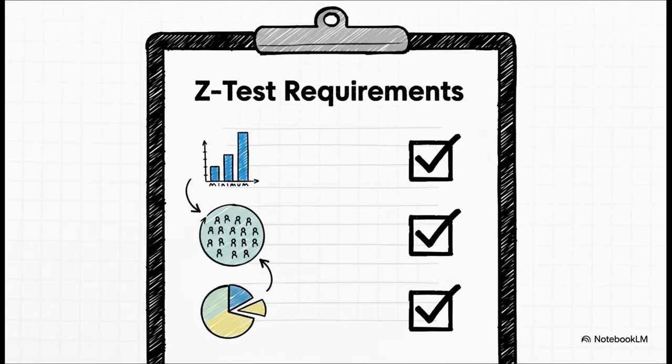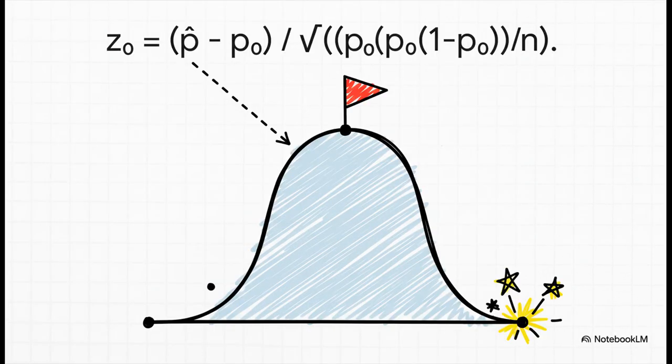Now, before you can just jump in and use this tool, there are a few, let's call them rules of the road, you gotta check. For a z-test to work properly, you need a pretty large sample, so the math works out nicely. That sample also has to be random to make sure it's not biased. And as a general rule, your sample shouldn't be a huge chunk, like more than 5% of the entire population you're studying.